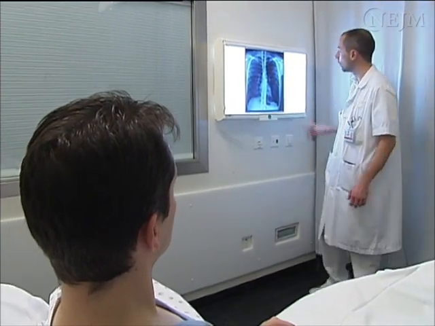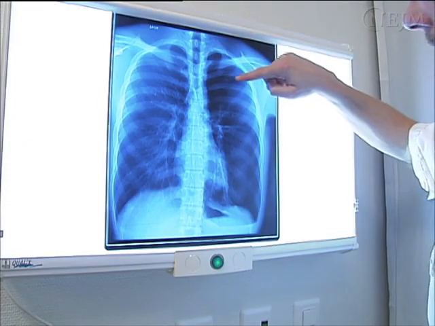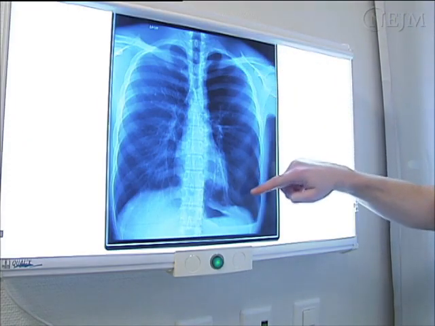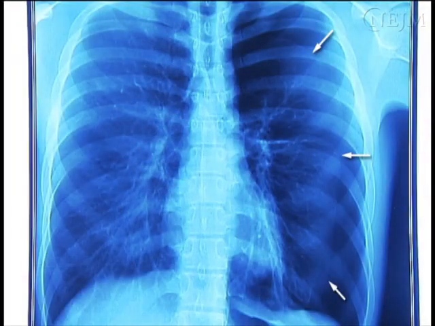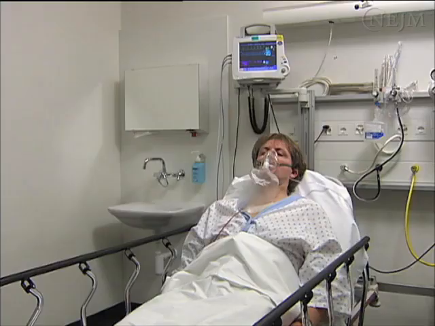Pneumothorax refers to the presence of air in the pleural cavity. Primary spontaneous pneumothorax may occur in an apparently healthy person who has no other signs or symptoms of a disease process that may have caused the pneumothorax.